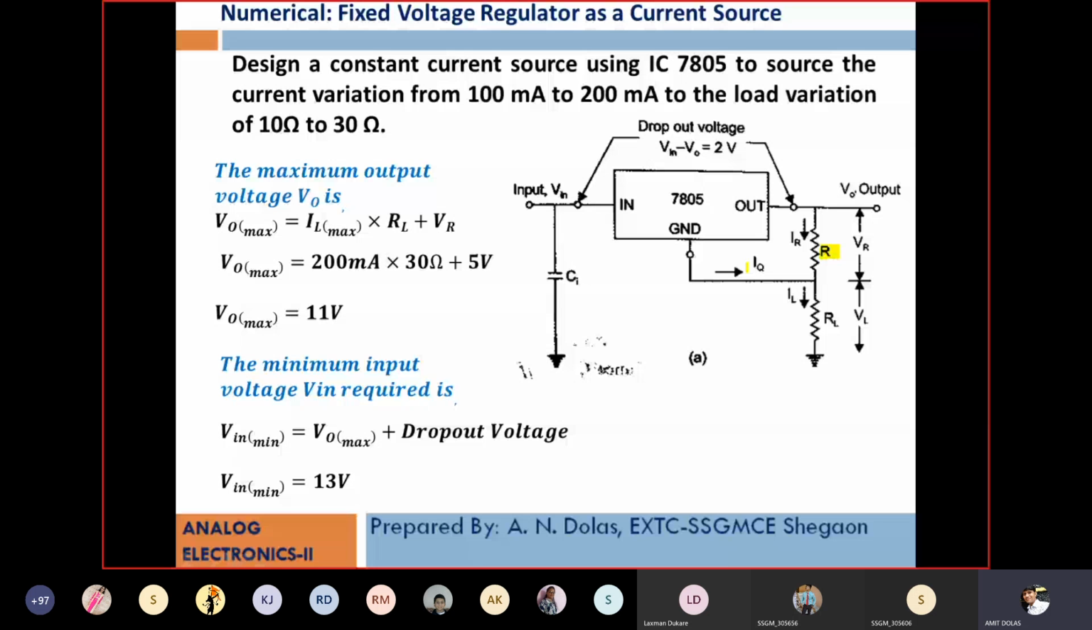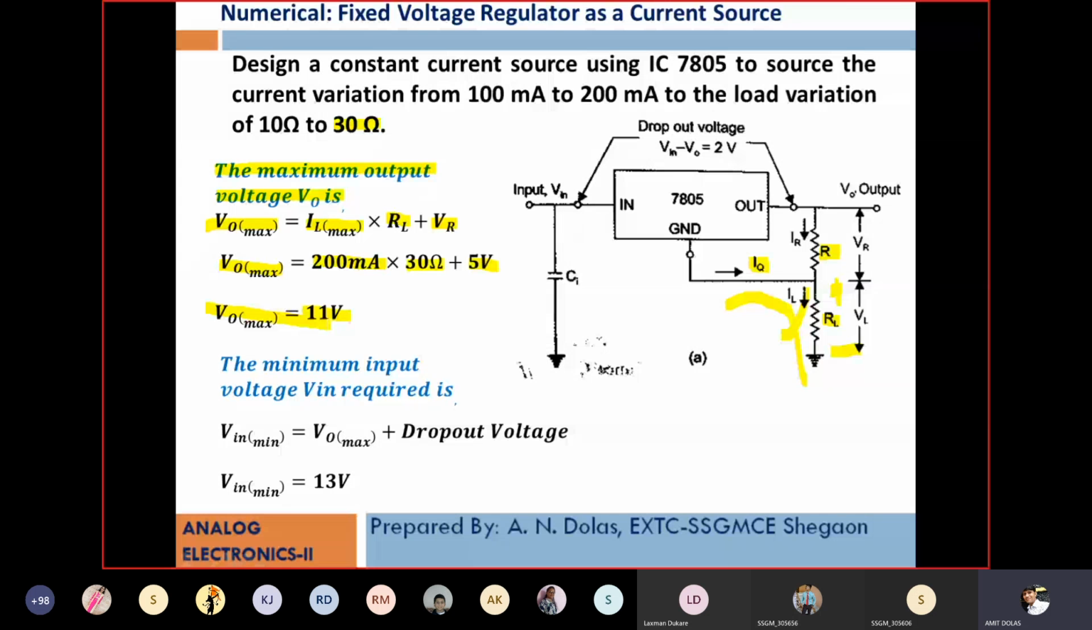So VO max can be calculated at IL max, because whenever IL max is passing into the RL, there will be maximum voltage drop across RL, plus 5 volt which is across R will be the maximum voltage. So maximum load current multiplied by load resistance plus VR will be your maximum output voltage. Maximum load current is 200 milliampere, maximum value of load is 30 ohm, so 30 ohm plus 5 volt, so it comes 11 volt. So this is the maximum voltage that can be developed across this IC using these resistances.